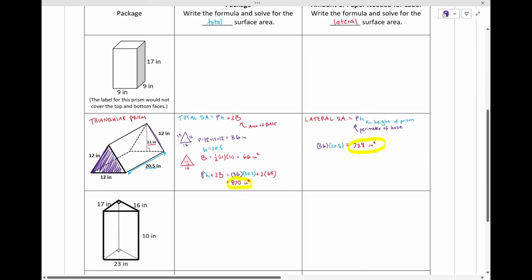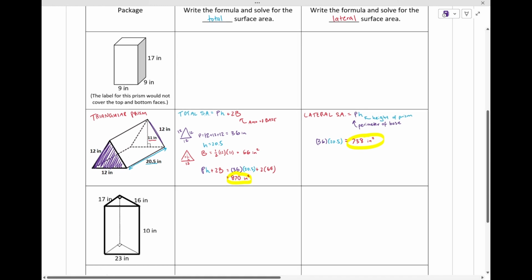Alright, that's all there is to it. So step number 1, figure out what kind of a shape it is. Step number 2, write down your formulas. Step 3, solve for those ingredients, those variables in your formulas. And step number 4, plug it all in and calculate, and you should get your answers.